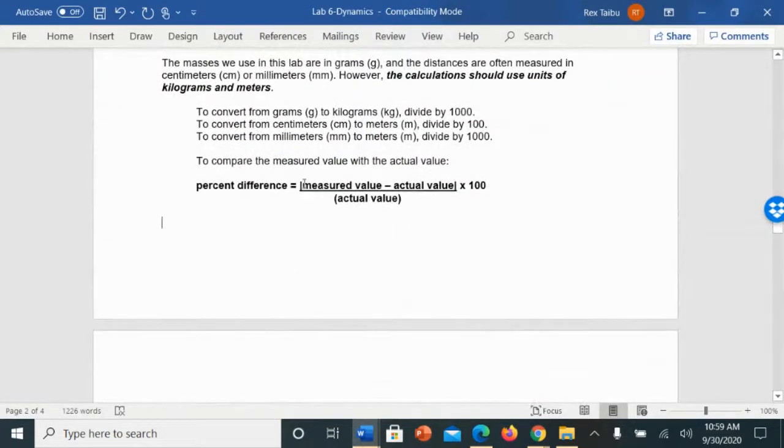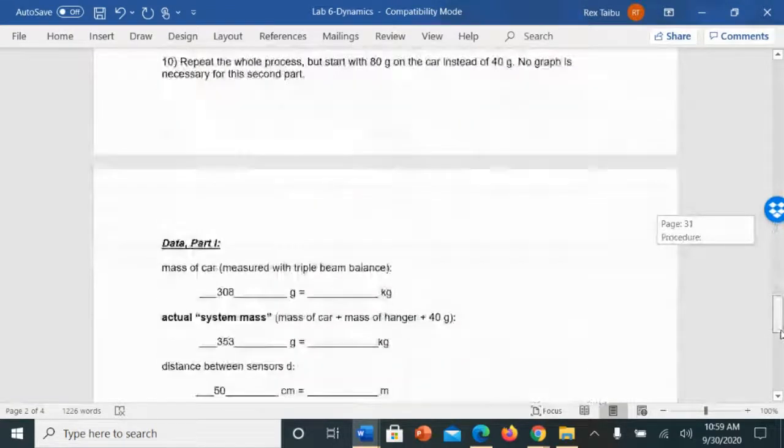Remember, we found the measured value using a triple beam balance. It was 353. Convert it to kilograms. The actual value will be found here. It will be close to whatever you get here, then divided by the actual value times 100. Okay, so you do that.